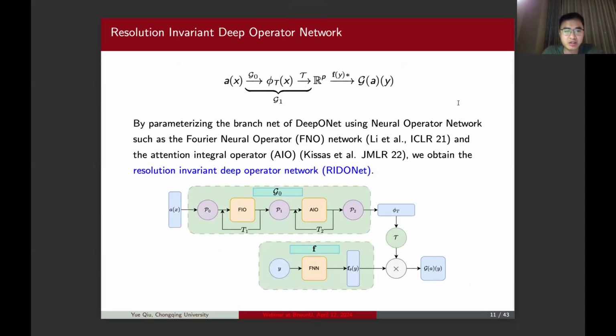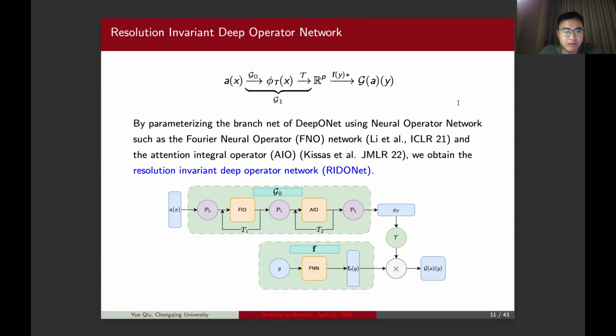By just introducing this very simple idea, we're able to modify a little bit of the DeepONet structure so that it can take the functional input, especially for the upper part. This is also a general framework for our model.